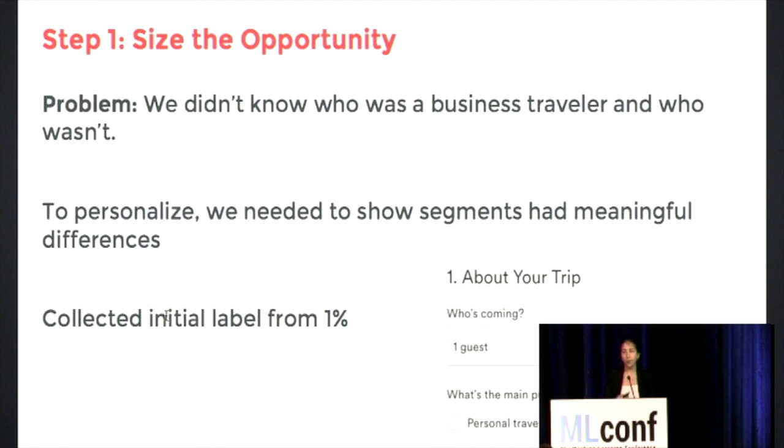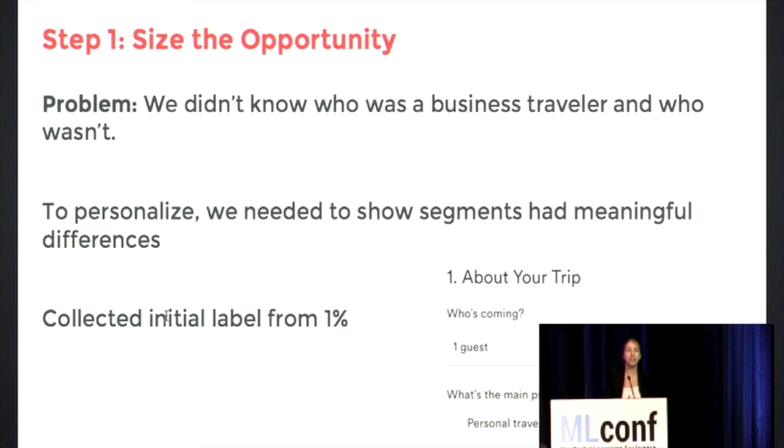So in order to know if there was an opportunity here for business travel versus leisure travel, we wanted to know that there were actually differences in their behaviors, and we would be able to identify who is a business versus a leisure traveler without necessarily asking every time. And so what we started off with was a place where we actually didn't know whether you were traveling for business or leisure, and the initial thing we had to do was collect a label. So we started off with collecting an initial label from 1% of our traffic, and then we were able to use that to look at our data to see if there were any differences between business and leisure travelers. And when we saw the data, we saw that there were, in fact, very significant differences, and it was actually pretty fun to see them.